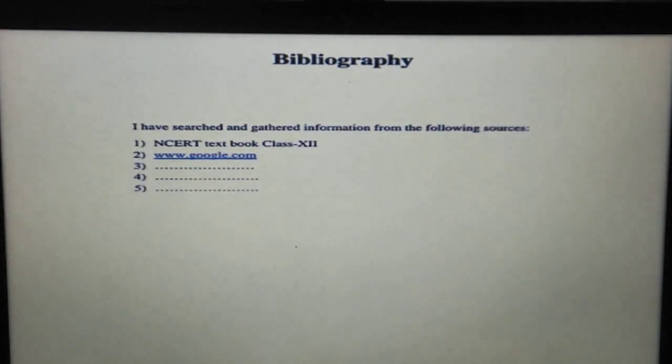Last but not the least, the bibliography. In this bibliography you will be mentioning the sources from where you have taken help. You can take help from NCERT, textbook, class 12, google.com, quora.com, Investopedia. So these are the different websites from where you can take help, but don't take any sort of help from Wikipedia because it's a pirated one.